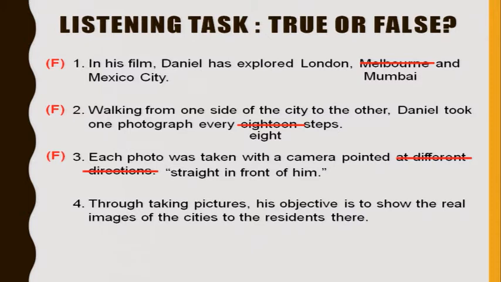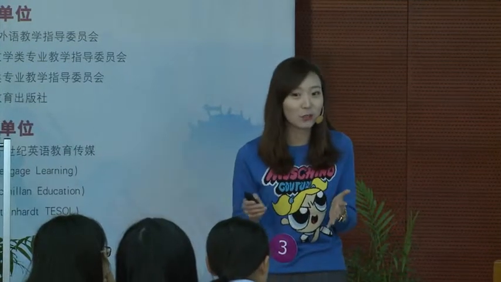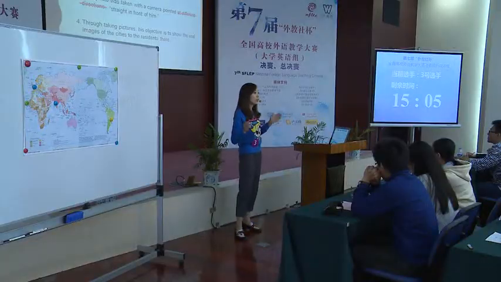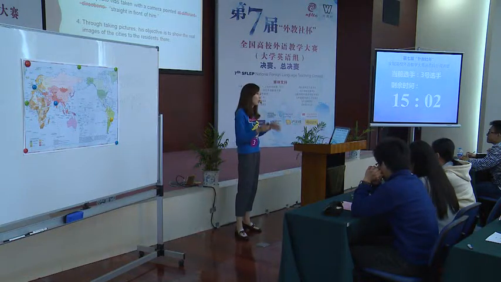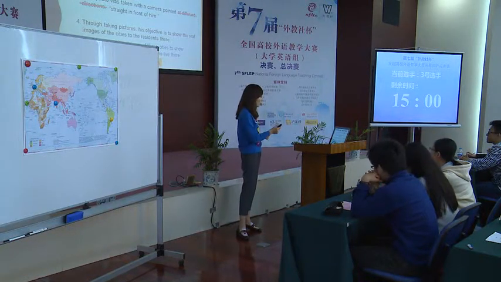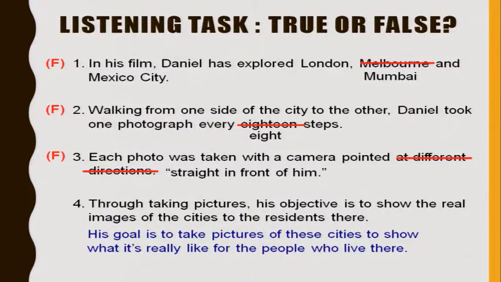And the last one, through taking pictures, his objective is to show the real images of the cities to the residents there. True or false this time? True? Sounds like you have a disagreement here. Actually, the original sentence from the video clip is: his goal is to take pictures of these cities to show what it's really like to the people who live there.